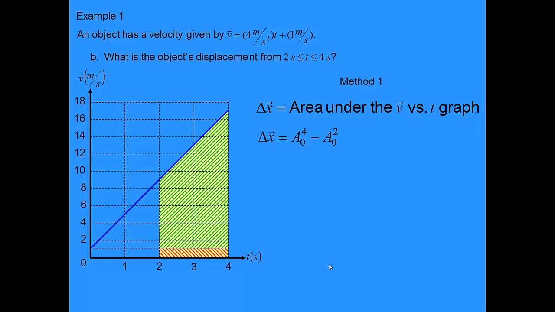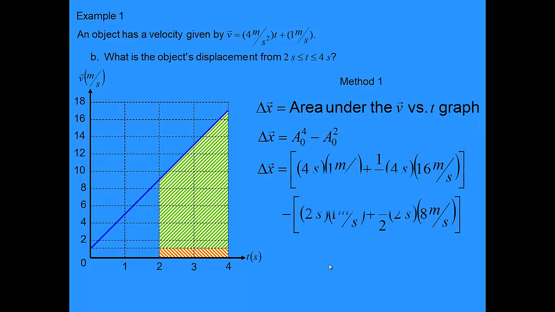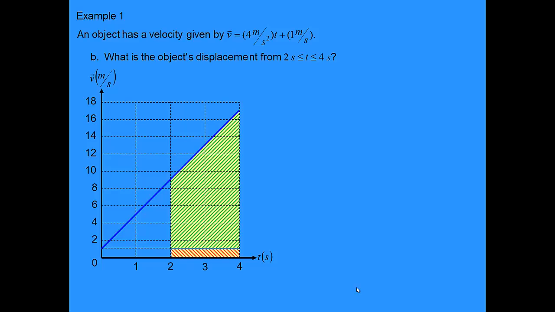Well, you can find those areas. It's rectangles and triangles. Here they are. If you want to stop for a moment and pause and work through the geometry, go ahead, but I have faith that you can do it. You calculate it all out, you should get 26 meters. That's how far it goes to the right, from 2 to 4 seconds. Again, not where it was at 2, not where it was at 4, but how much its position changed from 2 to 4. Okay? A little trickier with the geometry here. Lots of rectangles and triangles.